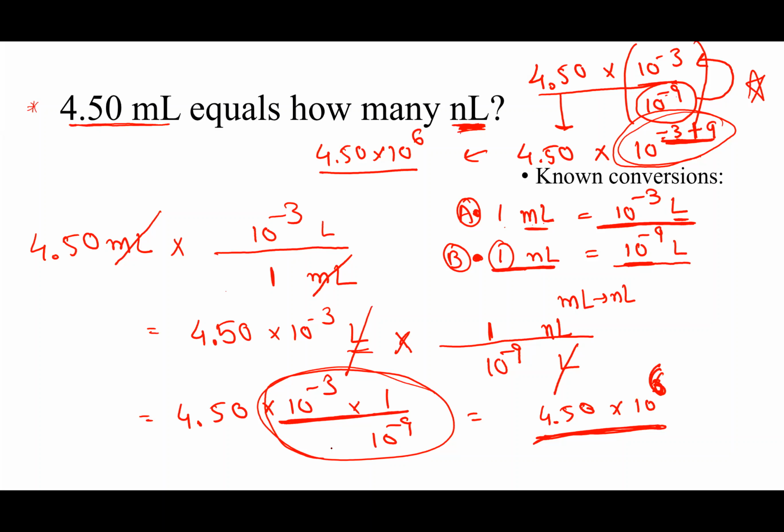Yeah, go ahead. The known conversions, like how did you determine that? How do you determine what? The known conversions, 1 ml equals 10 to the negative third liter. How did you get that? Because I don't see it on the.